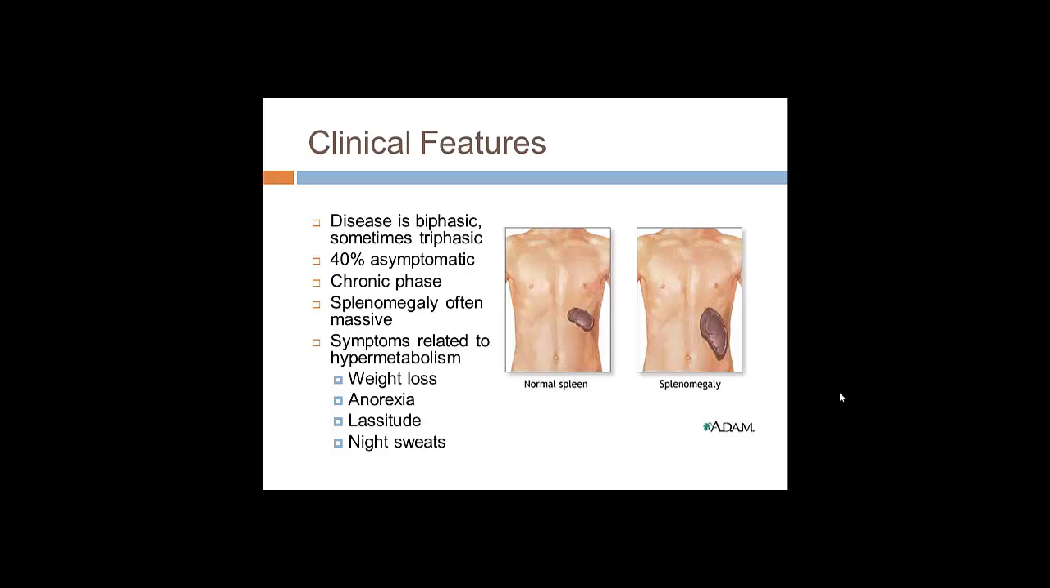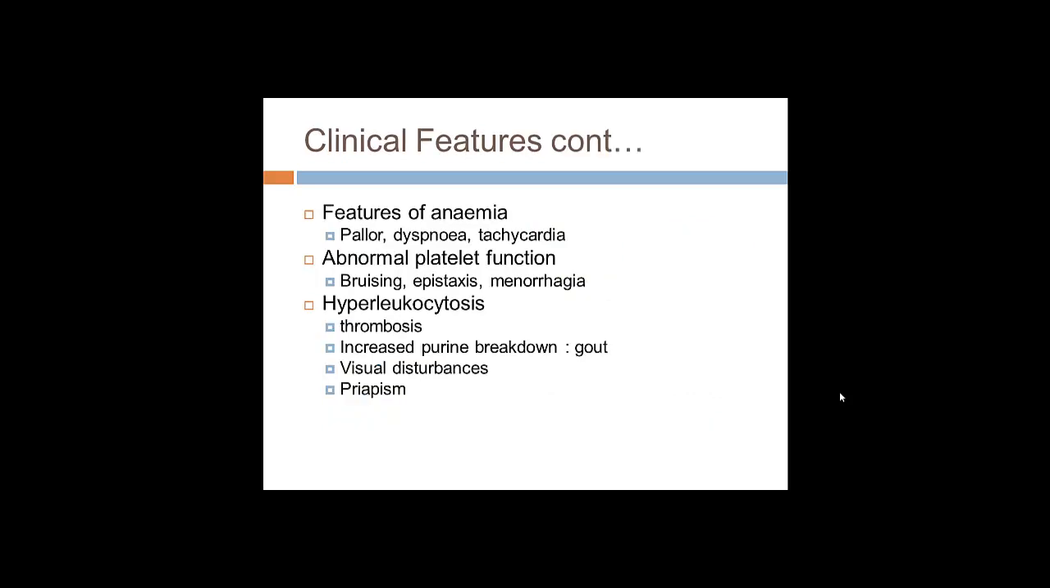Clinical features. The disease is biphasic and sometimes triphasic. 40% are asymptomatic. In the chronic phase, there is splenomegaly, often massive. There are symptoms related to hypermetabolism: weight loss, anorexia, lassitude, night sweats. Features of anemia include pallor, dyspnea, tachycardia. Abnormal platelet function causes bruising, epistaxis, menorrhagia.